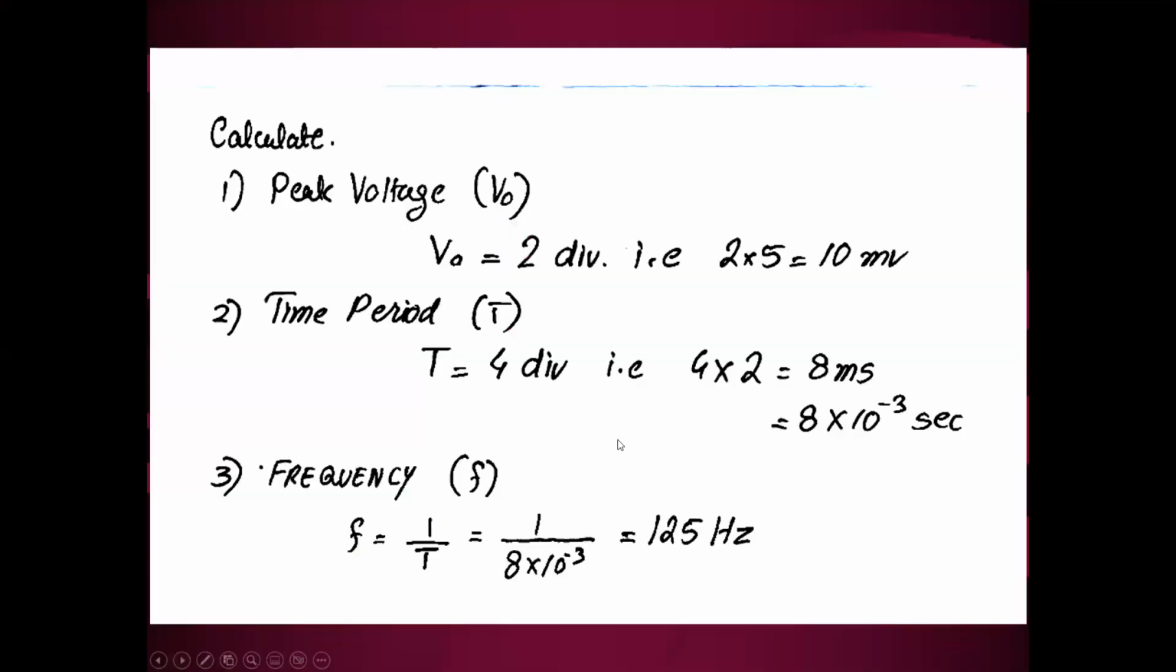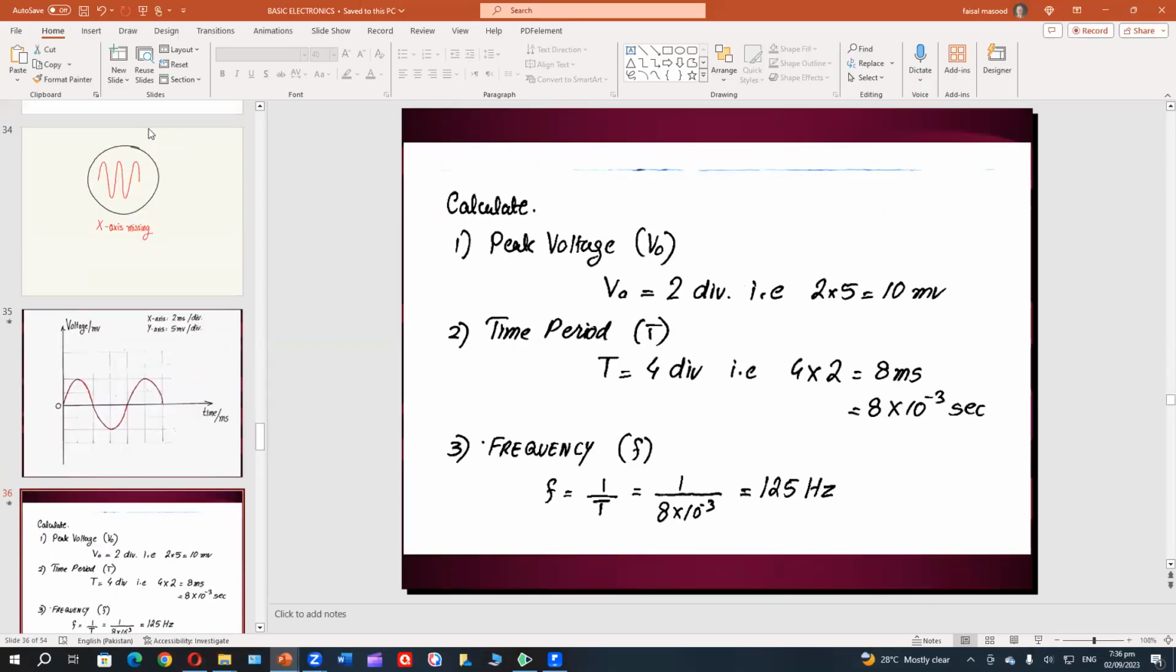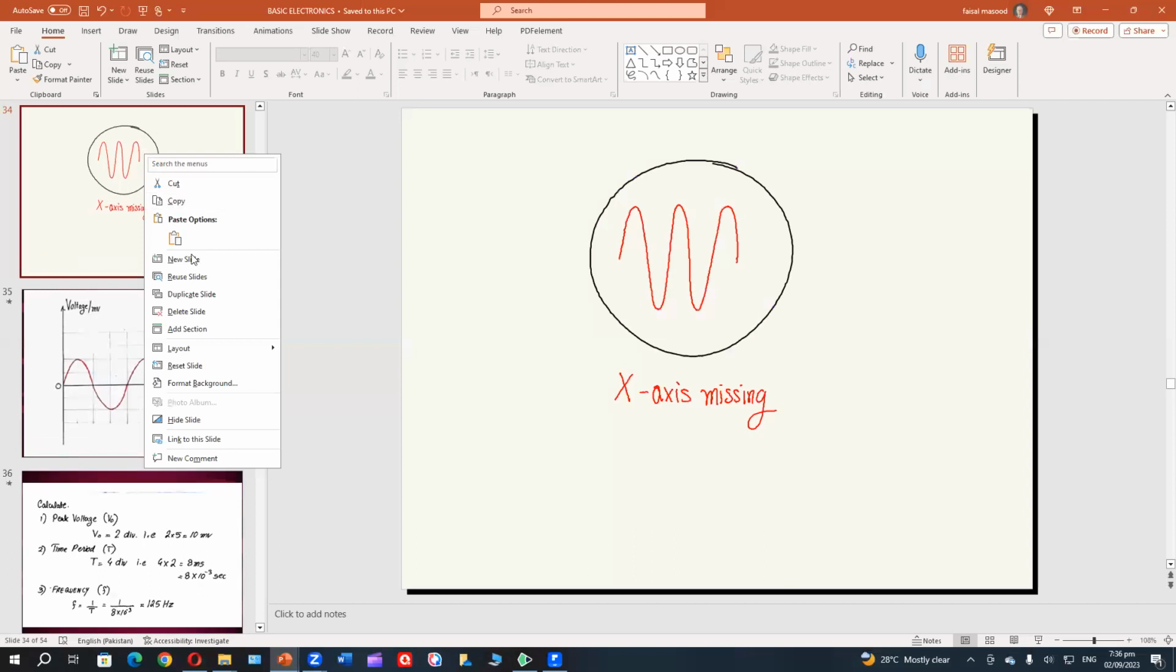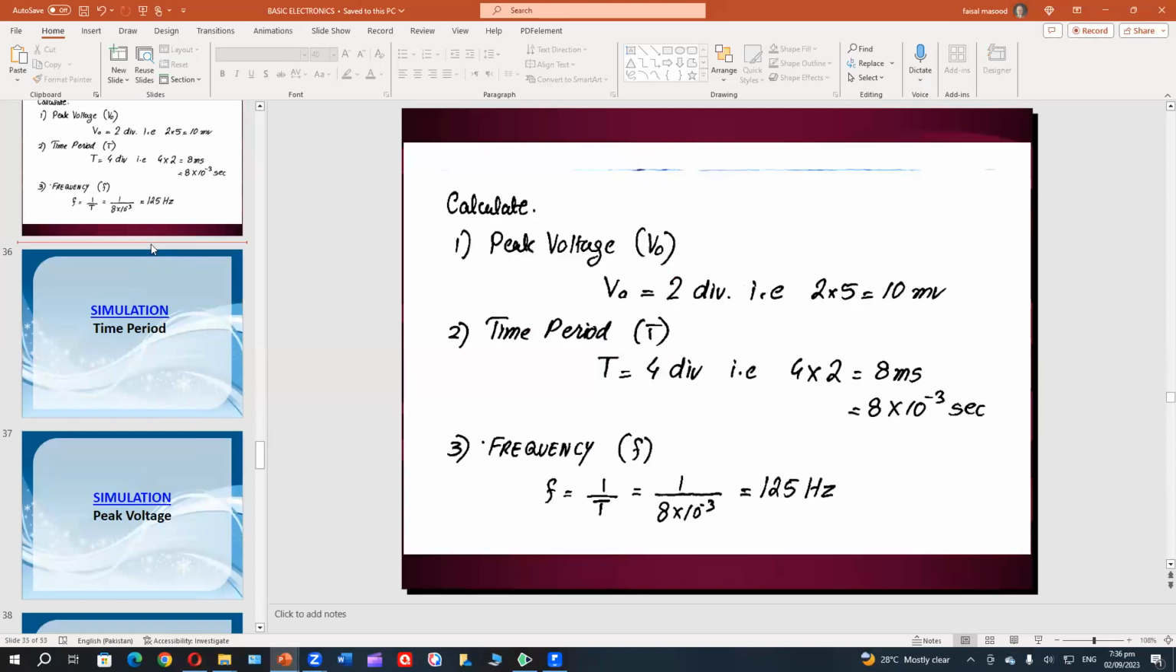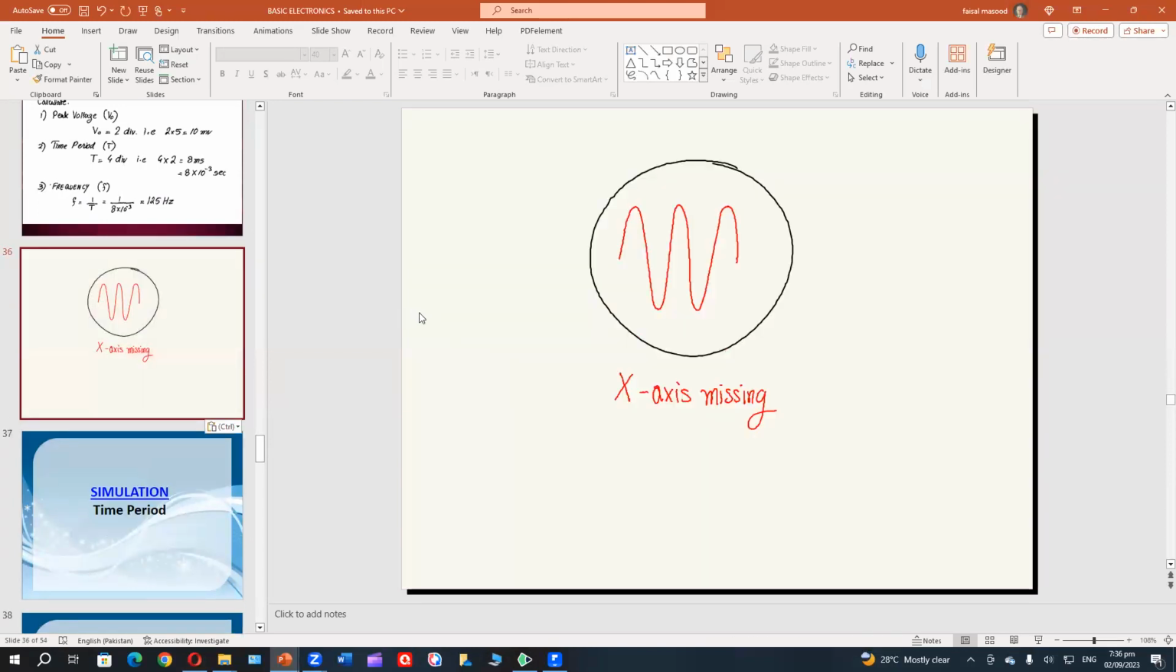Is an oscilloscope a CRO? Sorry? Is an oscilloscope a CRO? I'm sorry, I can't hear. Can you repeat the question? I'm asking if the oscilloscope and CRO are the same thing. I don't know. I'm so sorry. Actually, the sound issue is still there. We have tried Google Meet also, but there is some issue with the mic, perhaps.